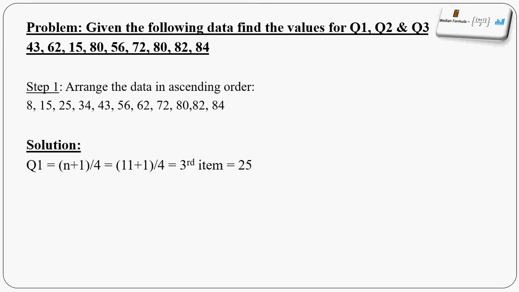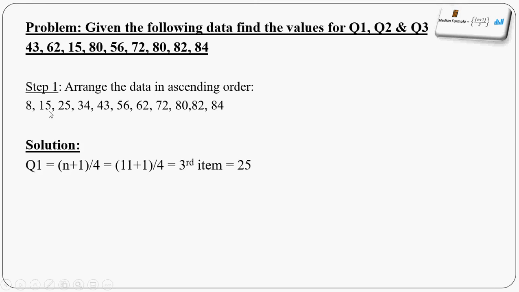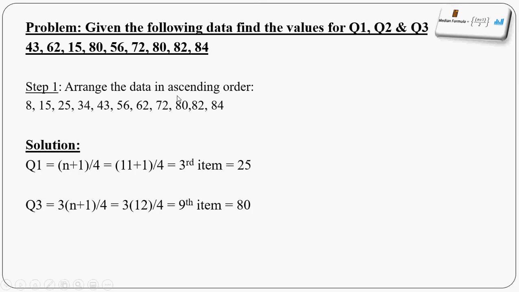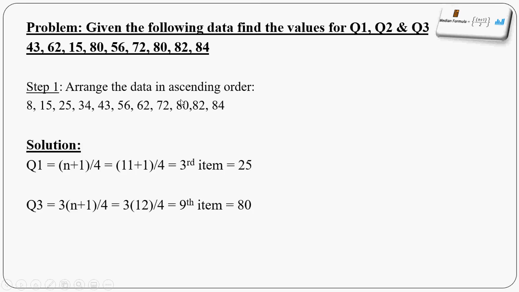After getting the Q1 position, you see 1, 2, 3. The third item is 25. So this is your Q1 answer. Right? Now Q2. How to find Q2? First we will find Q3, then we will go to Q2. So Q3 is 3 times n plus 1 by 4th item. N plus 1 is 12, so 3 times 12 by 4, we will get the 9th item. The 9th item is 80.